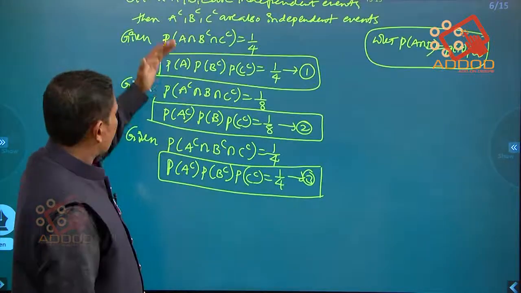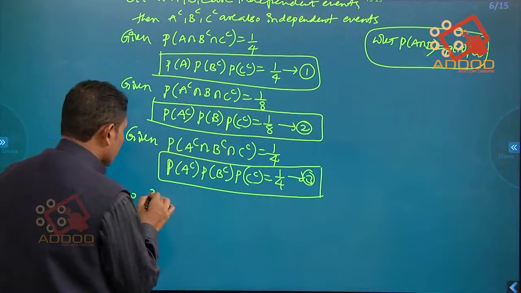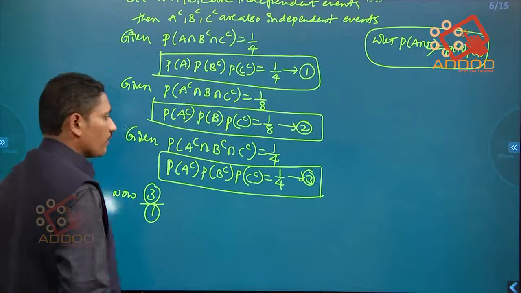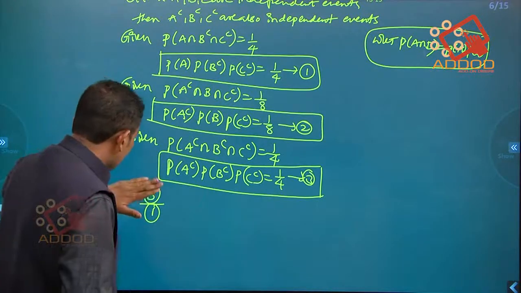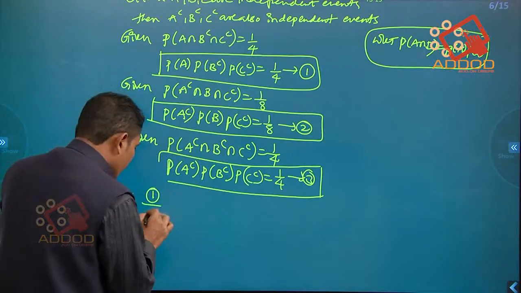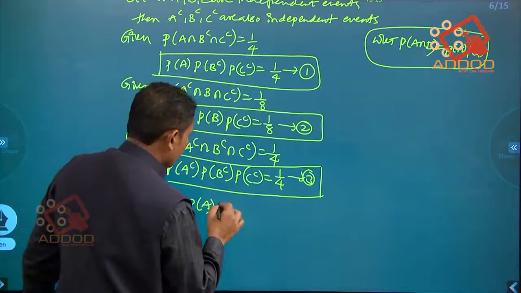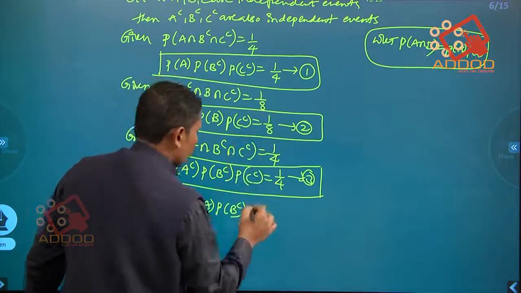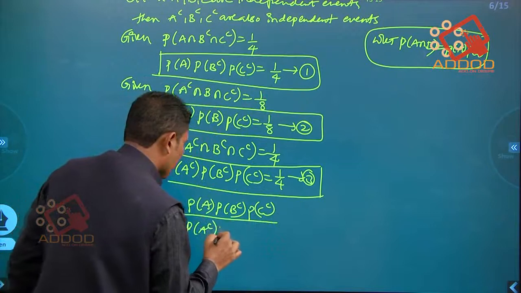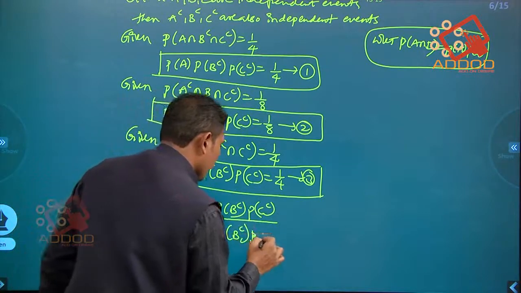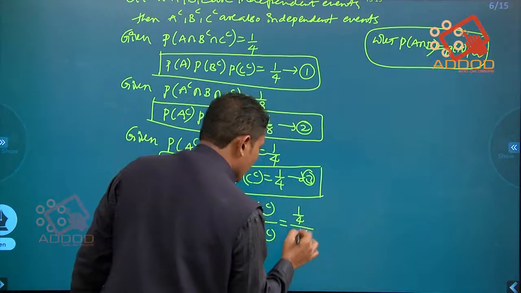The given values we have assigned as 1, 2, 3. Now I can divide equation 1 by equation 3, or equation 3 by equation 1, whichever is possible. Let me perform equation 1 by equation 3. Equation 1 is P of A into P of B complement into P of C complement, divided by equation 3, P of A complement, P of B complement, P of C complement, is equal to 1 by 4 by 1 by 4, both the same value.